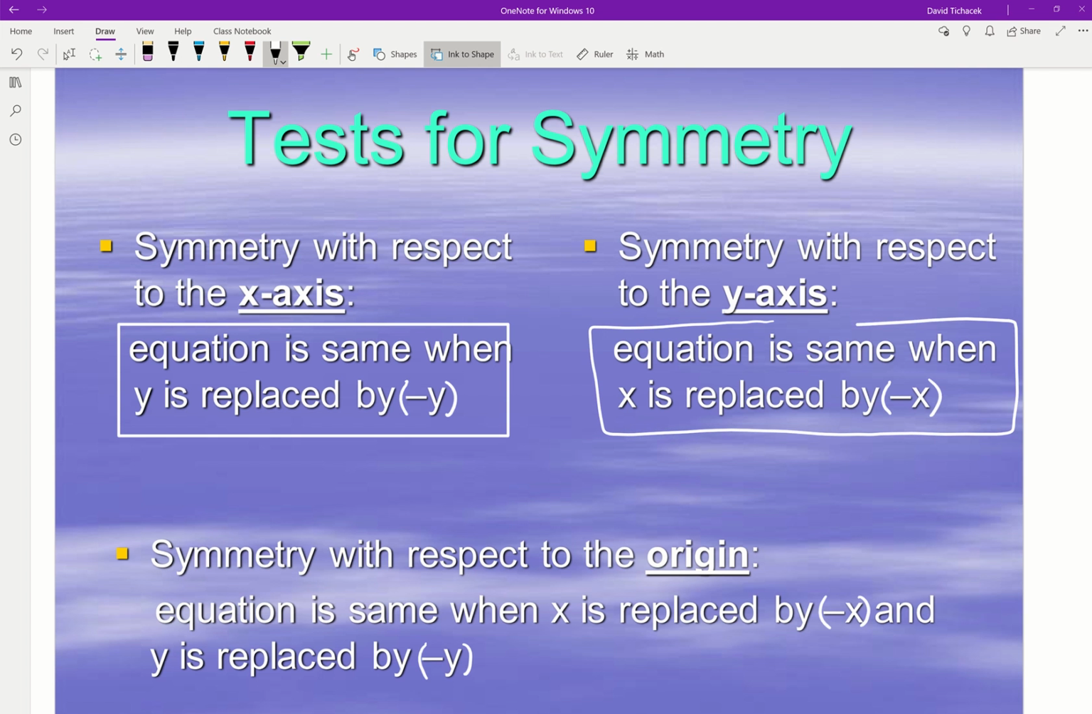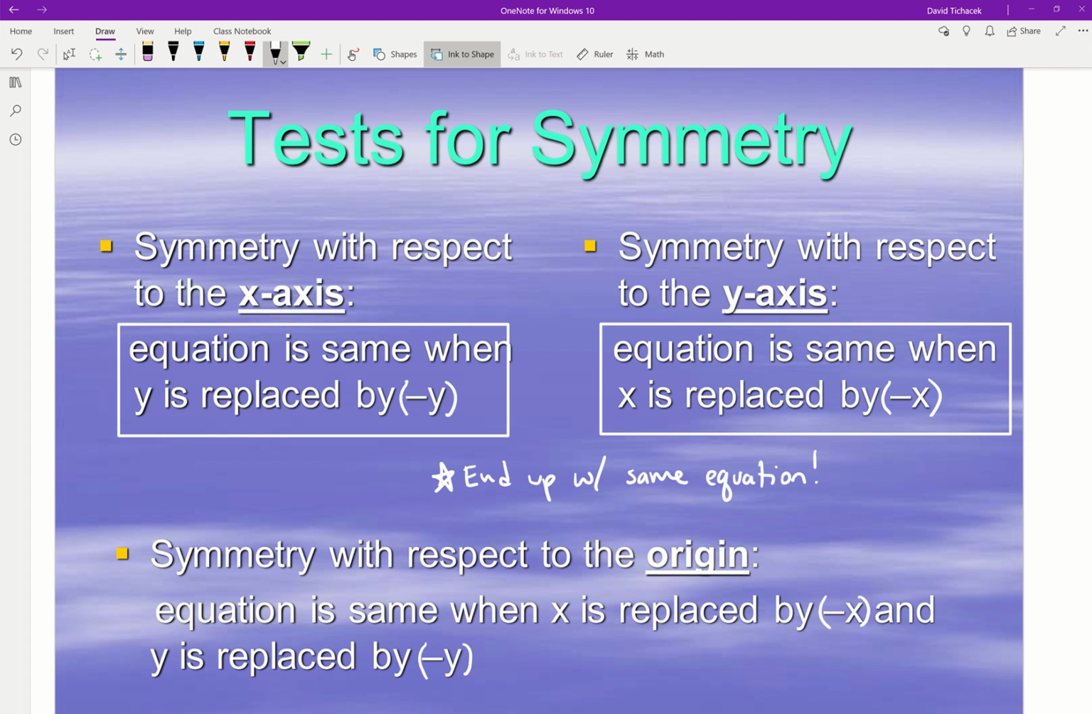Works similarly if we have y-axis symmetry. We're going to take all the x's that we see in our equation, replace them with negative x, and see if anything changes. If nothing changes at all, then that means we're going to have these symmetries. Okay, so we might make a little bit of a note there. If you end up with the same equation with no changes, that's what you're looking for in these tests, okay?